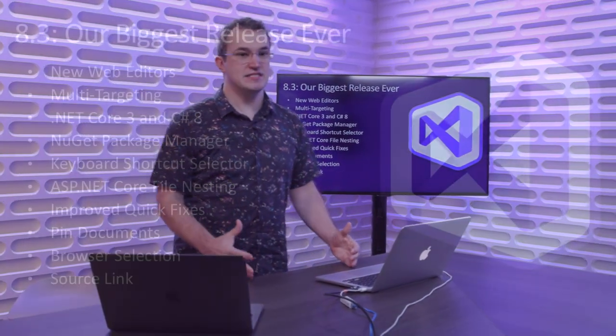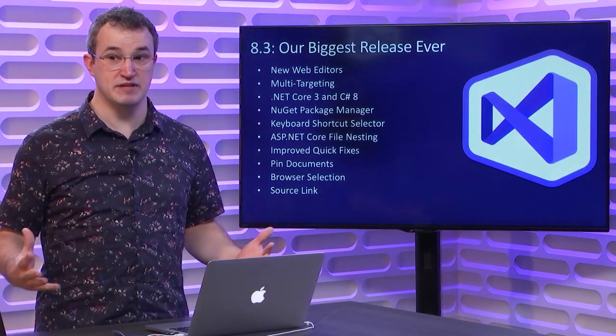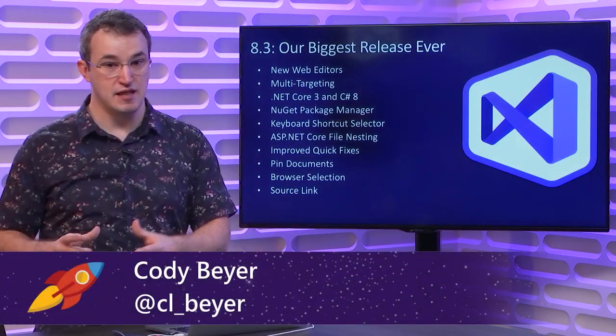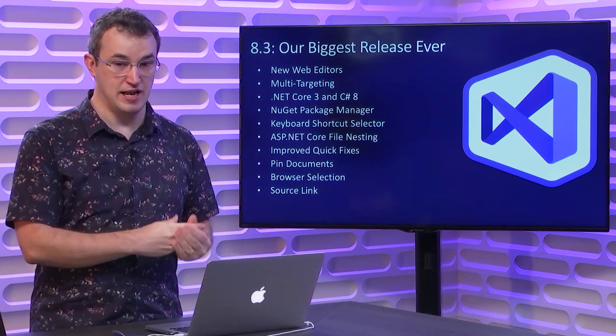So 8.3, that's the version of Visual Studio for Mac that we just released yesterday. It is the biggest release of VS for Mac that we've ever had. It's filled with a bunch of great new features from new web editors, multi-targeting support, of course .NET Core 3 and C# 8 support, as well as smaller updates like pinning documents, improved quick fixes, and source link. By introducing all these new features, we're hoping to really improve the overall developer experience within Visual Studio for Mac. Not just one thing, not just another thing, but the overall end-to-end experience. We have updates in each of those, and we'll get to those in a moment.